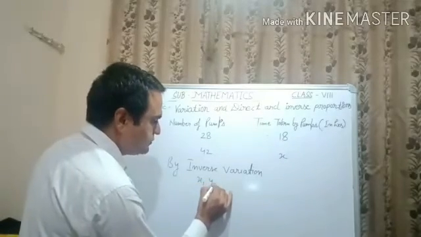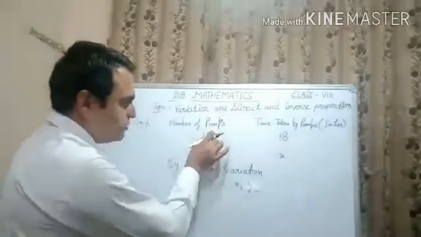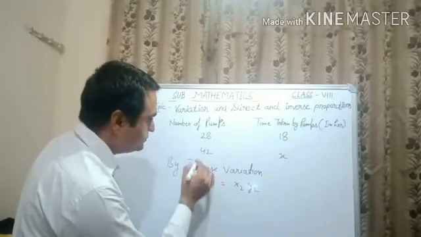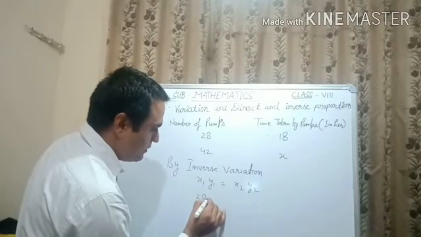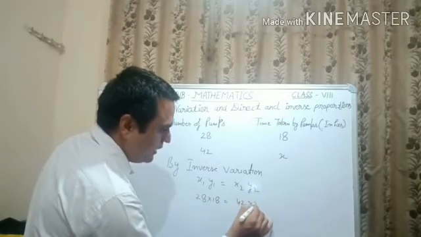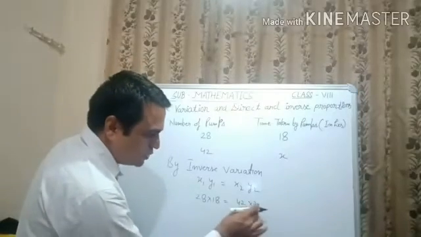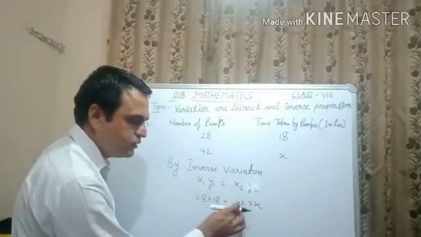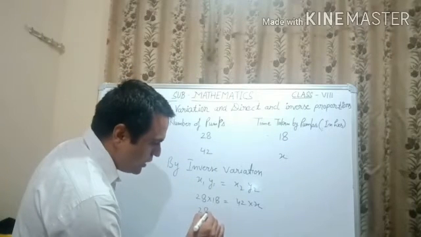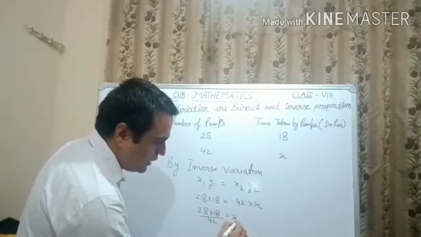x1 y1 equals x2 y2. This is the value of x1 and this is the value of y1. This is x2 and this is y2. 28 multiplied by 18 equals 42 multiplied by x. Now we have to find the value of x. So 42 comes in the denominator. So 28 into 18 upon 42 equals x.